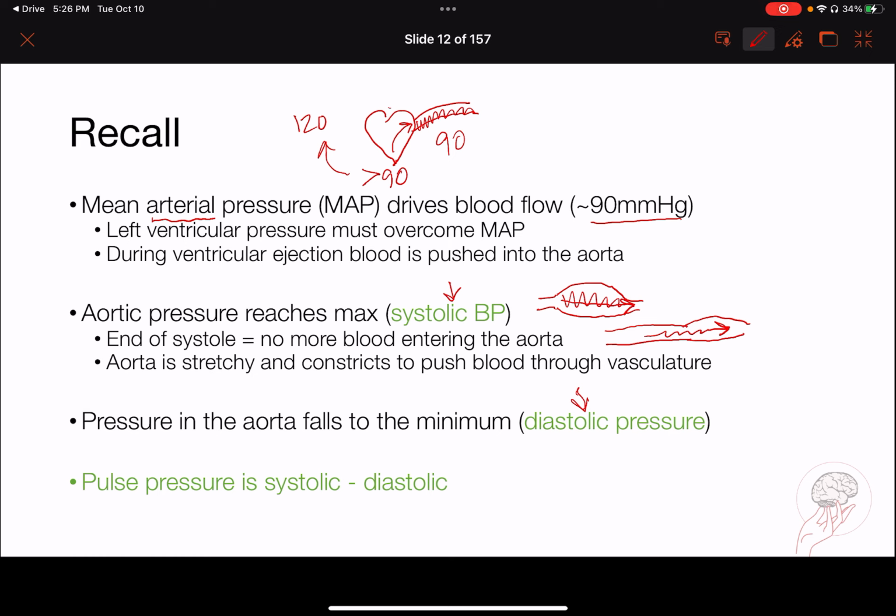So pulse pressure is our systolic minus diastolic. So for the ideal, it would be 120 minus 80. You can think of that as 12 minus 8, which is 4. 40.